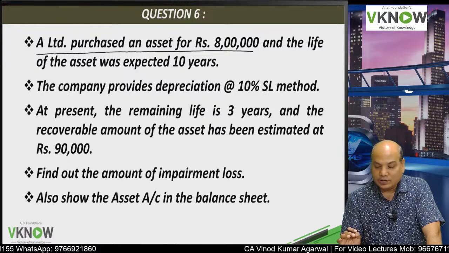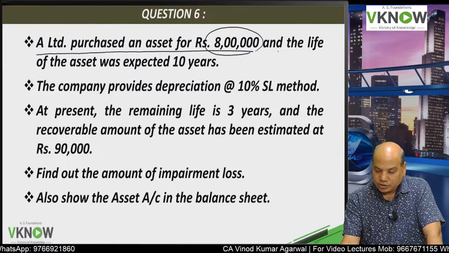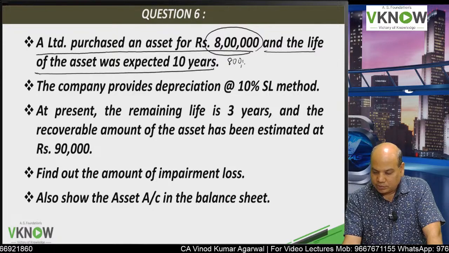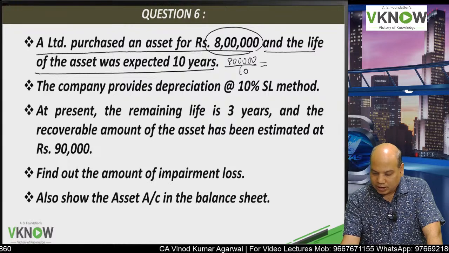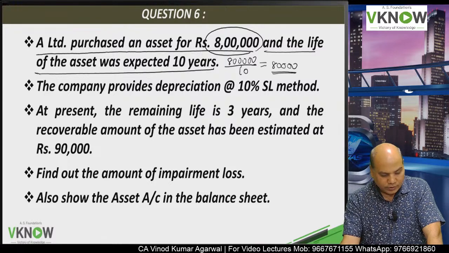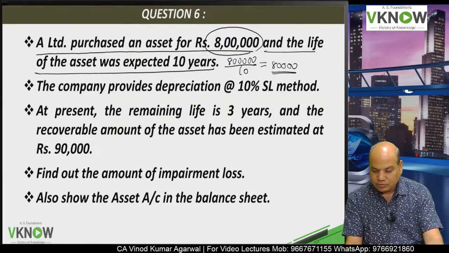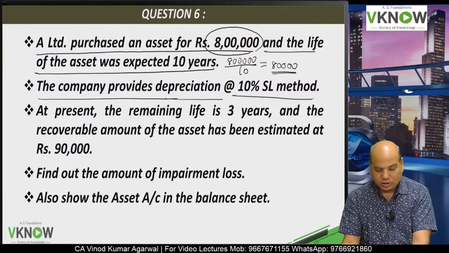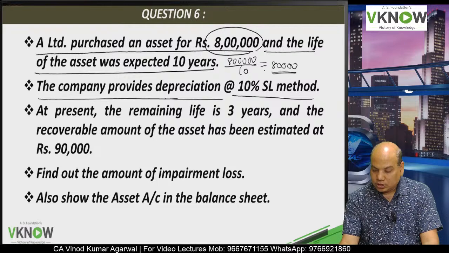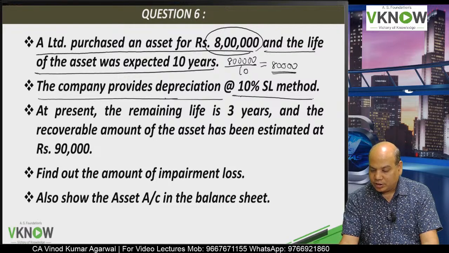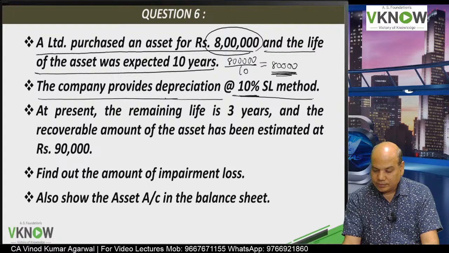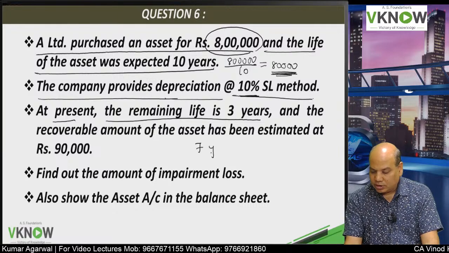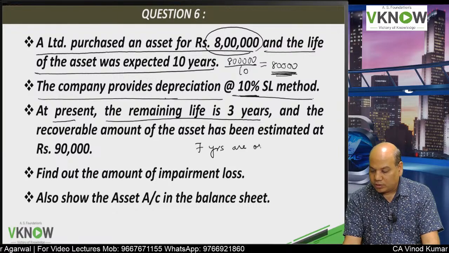A Limited purchased an asset for 8 lakh. Cost is 8 lakh and the life of the asset was 10 years. So annual depreciation would be 80,000. The company provides depreciation at 10% straight line method. That is 10%, 1 by 10 every year, 80,000 every year. At present, the remaining life is 3 years. So 7 years are over.